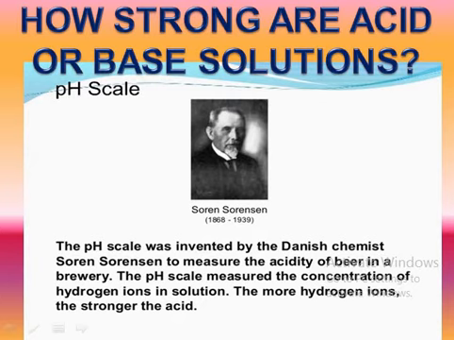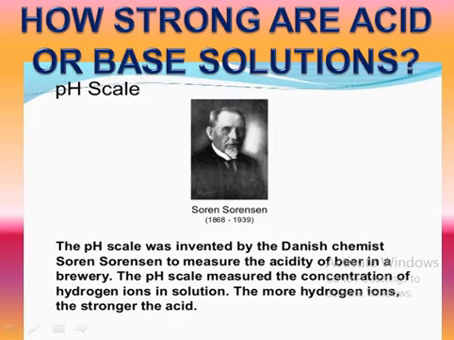Now what happens when we start adding a base? For example, we have NaOH. It will break into Na positive and OH negative ions, which can further react with H positive ions of water and neutralize them as H2O, and H ions will reduce. And what will happen? OH ions will increase. So if we talk about all these natures in a scale, we have the pH scale.